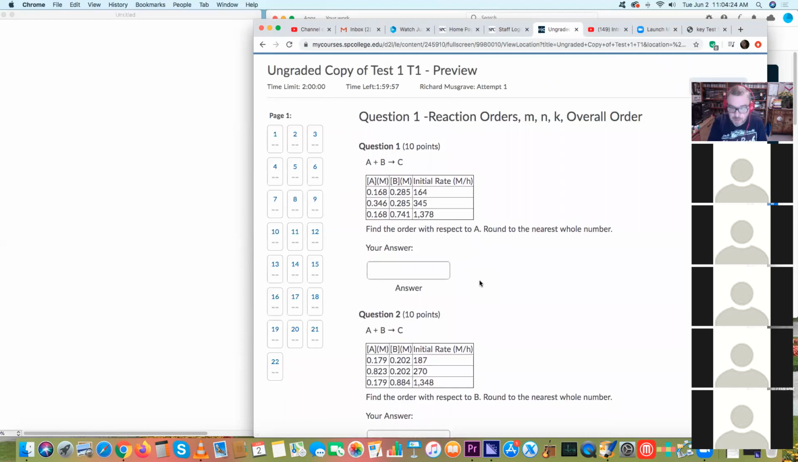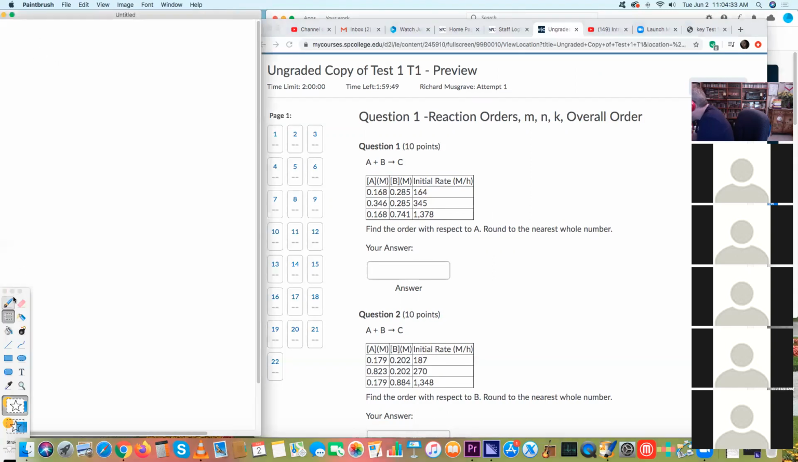Okay, so we'll look at question 1 here. You don't have to actually do all this work that I'm going to do here, but I'm going to give you a little bit more context to just how I might do it if I was doing it in my head. We know that the rate equation is going to look like this. Rate equals k, [A] to the m, [B] to the n. And if we're looking for A, we're going to have to compare 2 of the reactions where B is the same. So we'd have to use reactions 1 and 2.